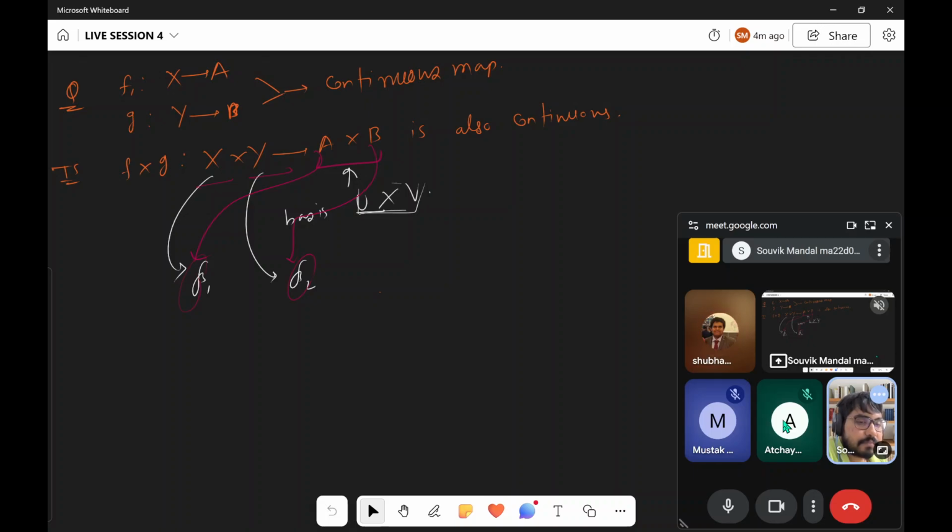We have to show that the inverse image of u cross v is open in x cross y. That's why we need to show that the inverse image is open in X cross Y. Correct. So the question is, what will be the inverse image of U cross V under F cross G, right?